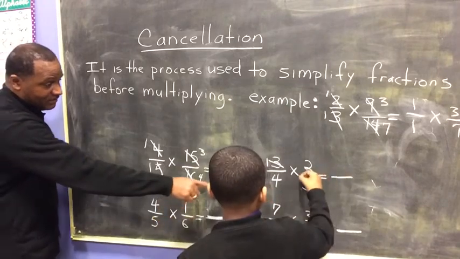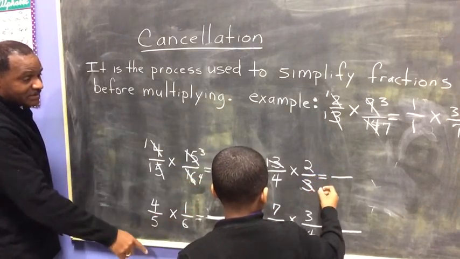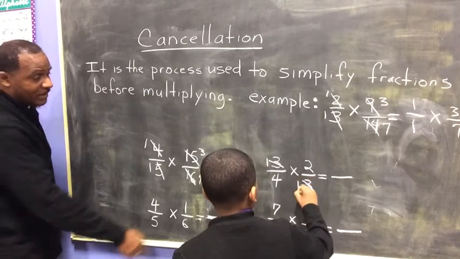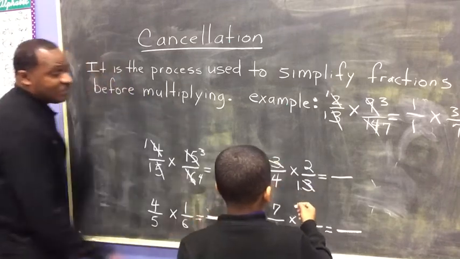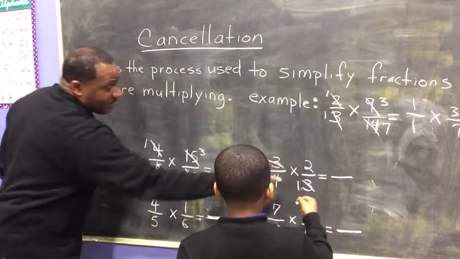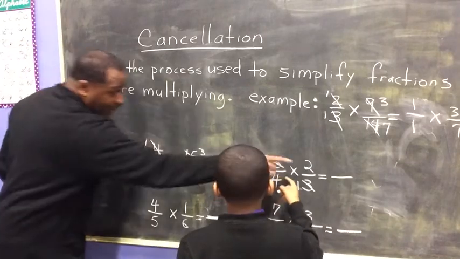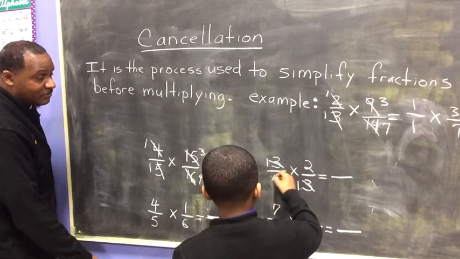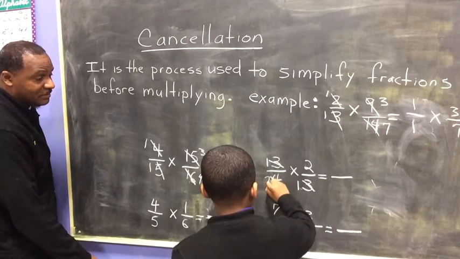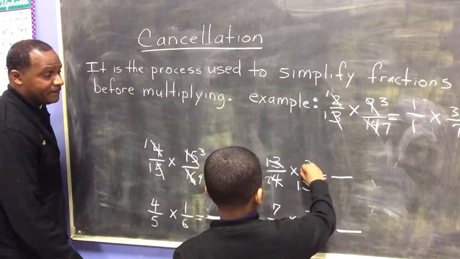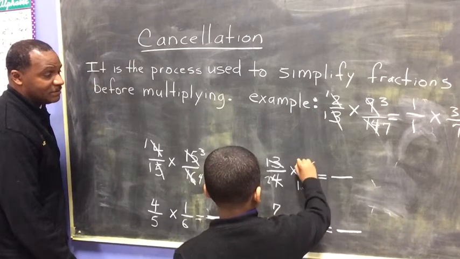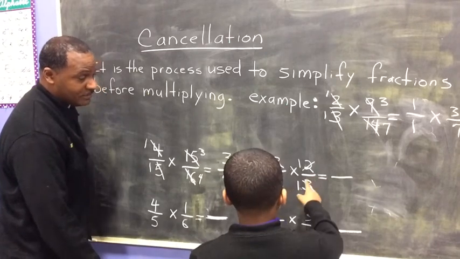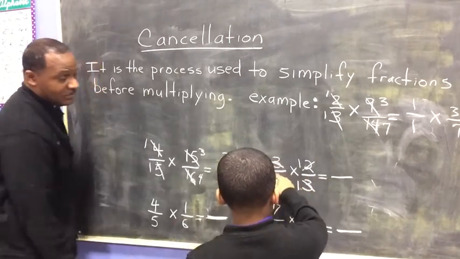Cancel that one out. And how many 3s are there? 1. Put 1 there beside it. Now, what's the greatest common factor between these two numbers? 2. Okay. So how many 2s? 2. Cancel out. Put 2. And how many there? 1. Cancel out. Put 1. So what are you left with? 1 over 2.